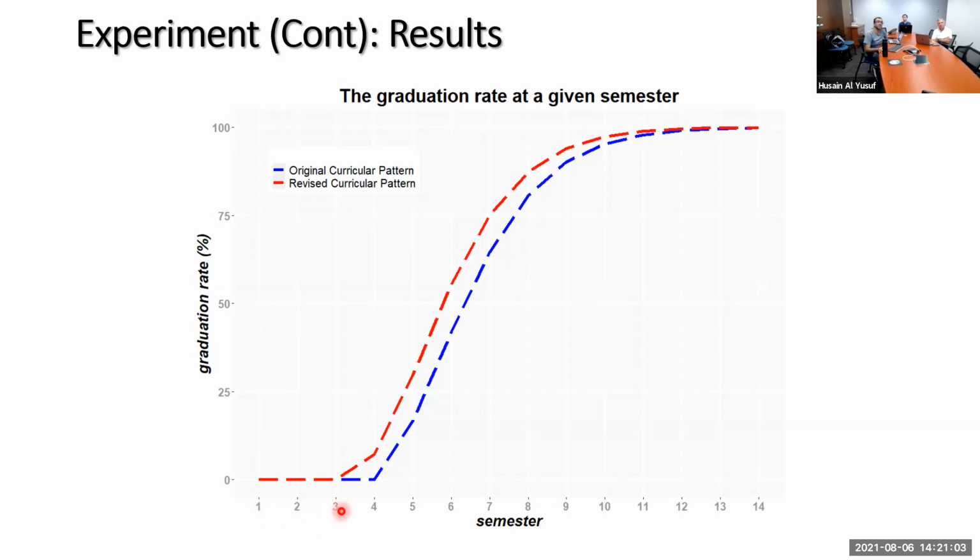So this is the number of semesters that students traverse through. And here is the percent graduation rate. And we found that for the original curriculum, which has a complexity of 35, and here we see a better graduation rate for students, like the simulation, for the lower complexity.